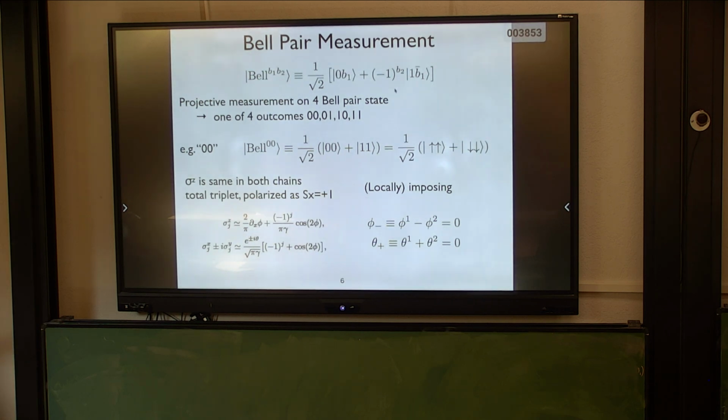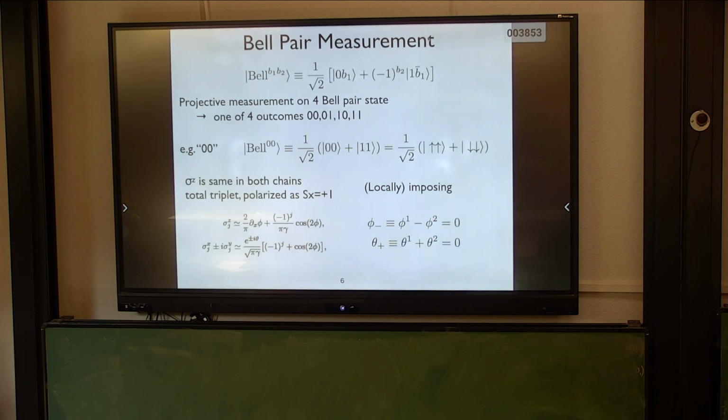Suppose you did the Bell pair measurement, then you should get one of these 4 outcomes. Suppose you get 00. That means that after the measurement, these 2 spins must be in this 00 Bell pair state. And because we introduced the field theory, the conformal field theory or Luttinger liquid description of the spin 1/2 XXZ chain, I want to find the corresponding description of this Bell pair 00 state in terms of field theory.